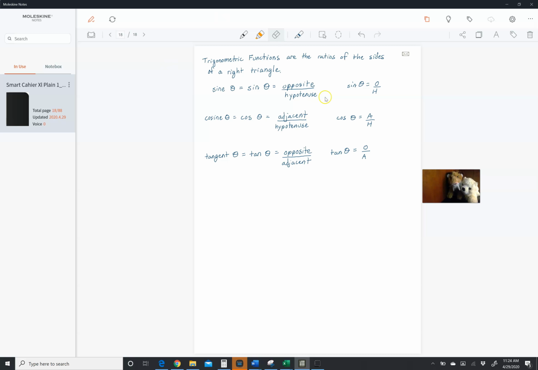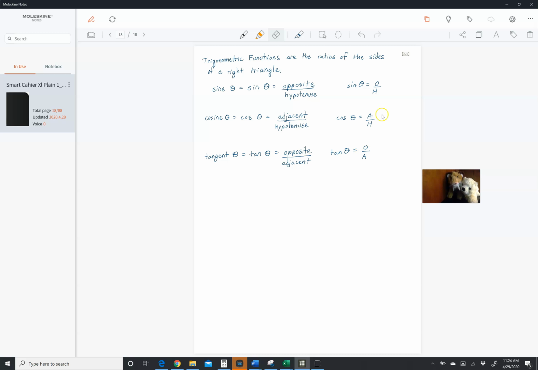And again, I'm going to emphasize, if you leave out the theta, then you are incorrect. You are not writing a statement that makes any sense. If you have a function, you have to know it's a function of x. Here you have a trigonometric function. You have to know what your input is. Your input is theta. If you just write tan equals O over A, you are incorrect.